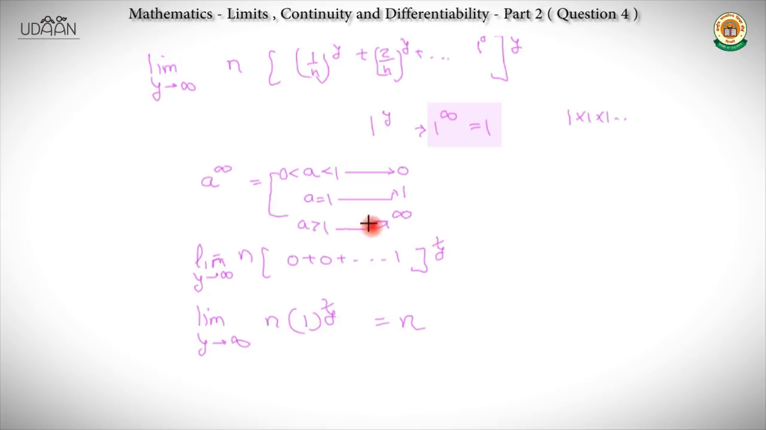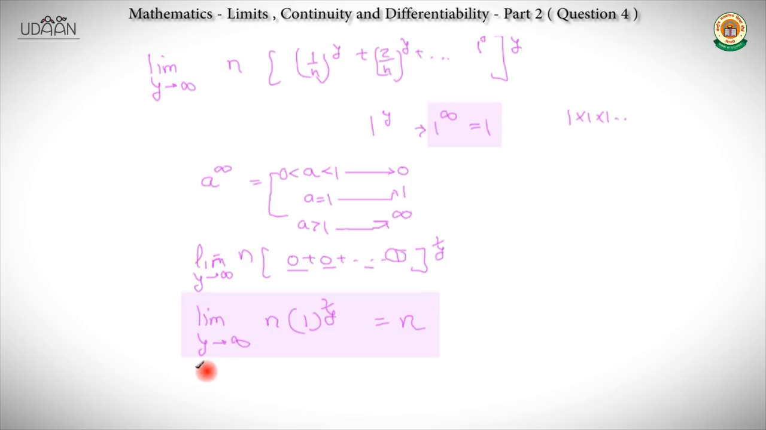Okay, so now I want you guys to use this concept in the question. So it will become limit y tends to infinity n times (0 plus 0 and so on till 1) raised to 1 by y. Perfect. Okay, so this will become limit y tends to infinity n times 1 raised to 1 by y. But since we know that it's an exact one, this question's answer becomes n equals to n. Perfect. So that's pretty simple again, isn't it?